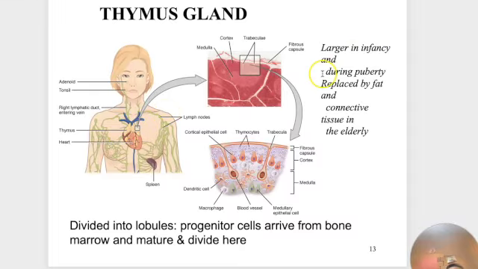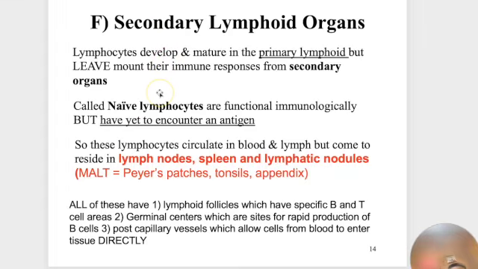Thymus gland, larger in infants and during puberty, later replaced by fat. Okay? It's divided into lobes. Progenitor cells arrive from the bone marrow and mature and divide here in the thymus gland. Secondary lymphoid organ. So the primary lymphoid organs, okay, are the bone marrow and the thymus. The lymphocyte develops and matures in the primary lymphoid organs, which are the bone marrow and the thymus, but then leaves, and then it will go to the secondary lymphoid organs.